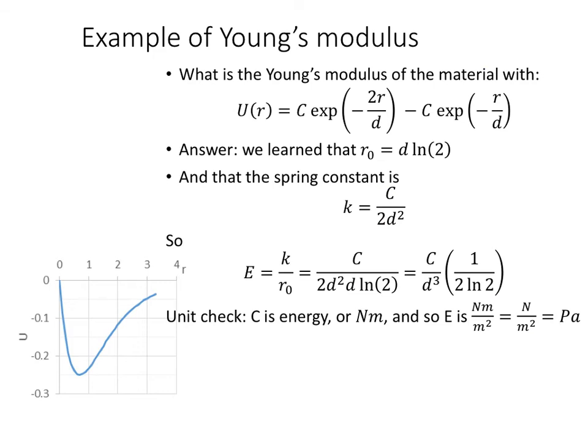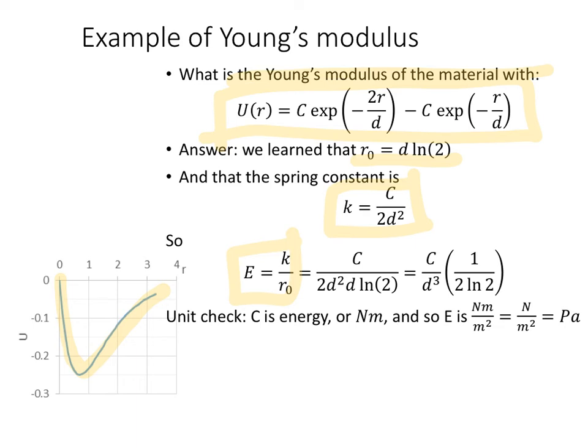So finally, we'll apply this idea to the example of the material we looked at previously to ask what is the Young's modulus of a material that has that energy function that's the difference of these two exponential terms that we looked at before that we see in this equation here. So we learned that the equilibrium bond length is d times the natural log of 2, and we learned that the spring constant is c over 2d squared. So to calculate the Young's modulus, we just take that ratio, and then we simplify.